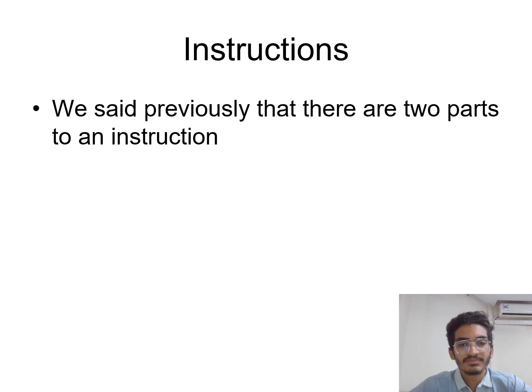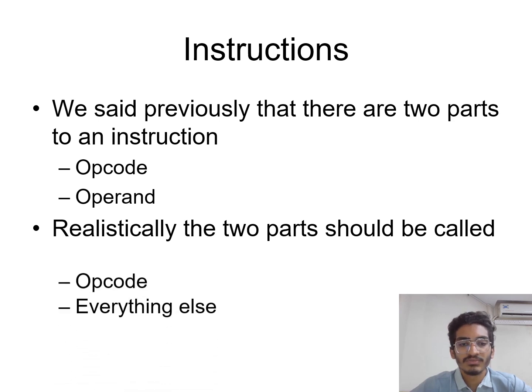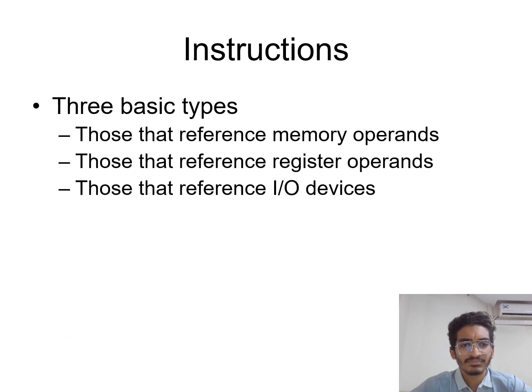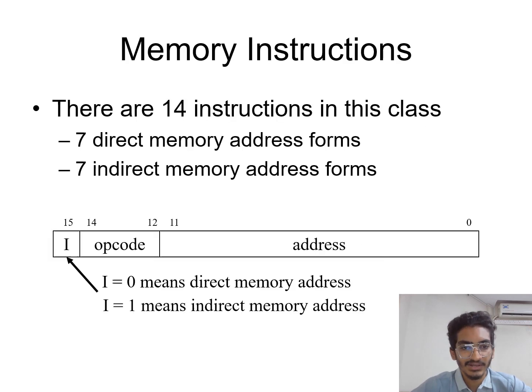Instructions. We said previously that there are two parts to an instruction, opcode and operand. Realistically, the two parts should be called opcode and everything else. Three basic types: those that reference memory operands, those that reference register operands, and those that reference IO input-output devices. Again, this is only for the basic computer architecture in the textbook, but you will find similar categorization in real architectures.